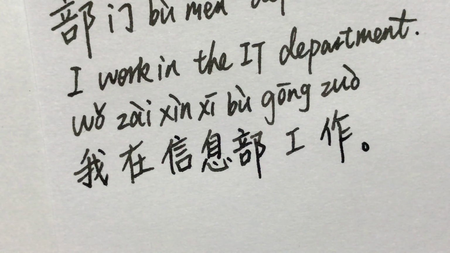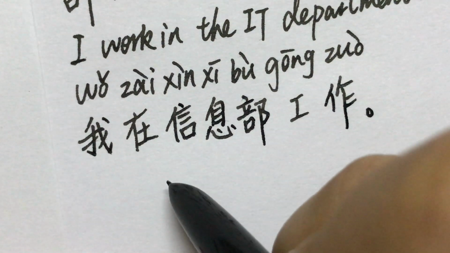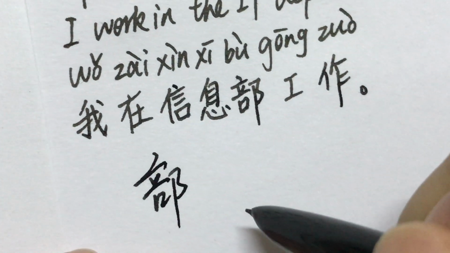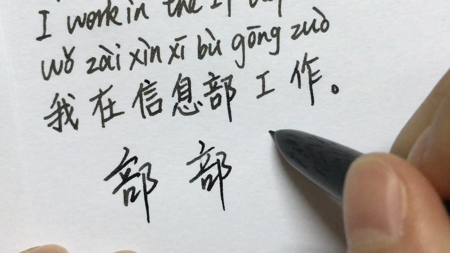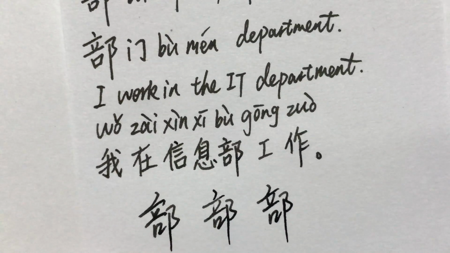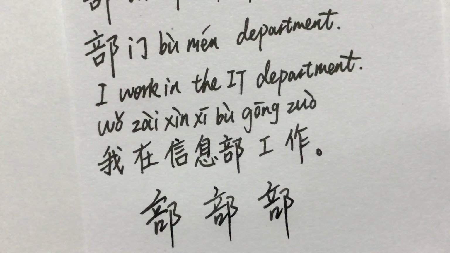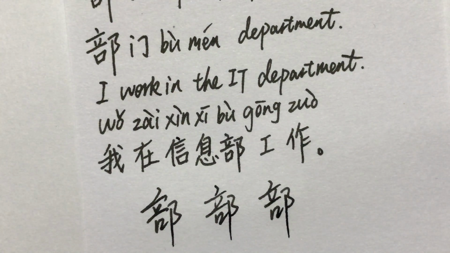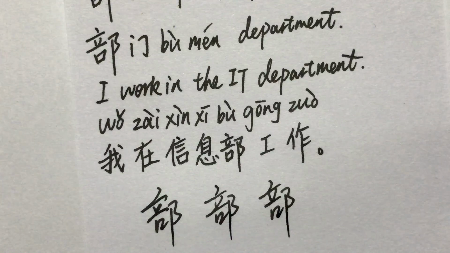我在信息部工作。My casual handwriting on 部。部。部, part, department, 部门, department. I work in the IT department. 我在信息部工作。Please comment any sentence with 部.